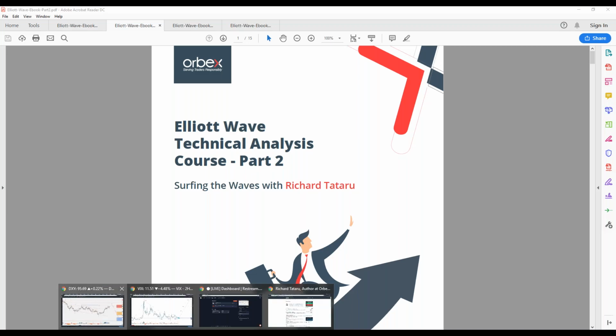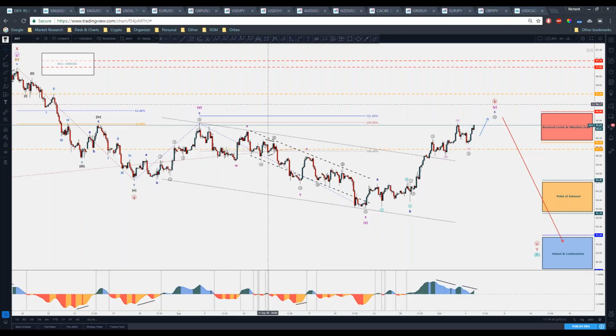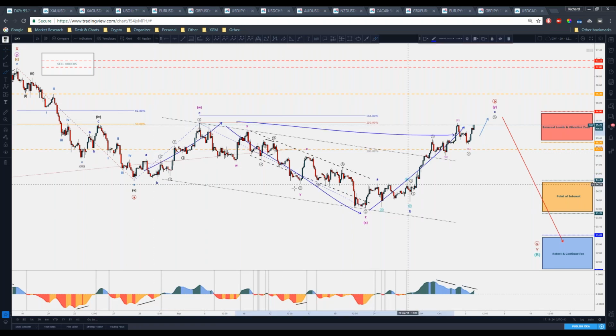But before we do that, let's just jump on the 2-hour chart on the dollar index, because there is a possibility of a pattern right here. And what I mean by that is a possible expanding flat.